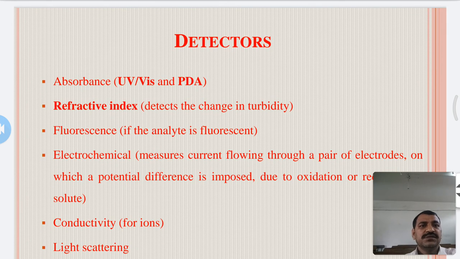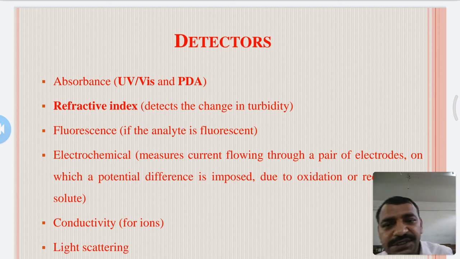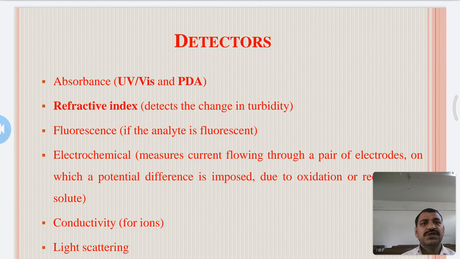Here is the detector. Many types of detectors are used, and each particular detector has a particular function and detects particular types of analytes. Here we have absorbance, UV-visible and PDA types of detectors. A refractive index detector detects the change in turbidity. When we check turbidity we use a refractive index detector, and when we detect absorbance we use a UV-visible detector.